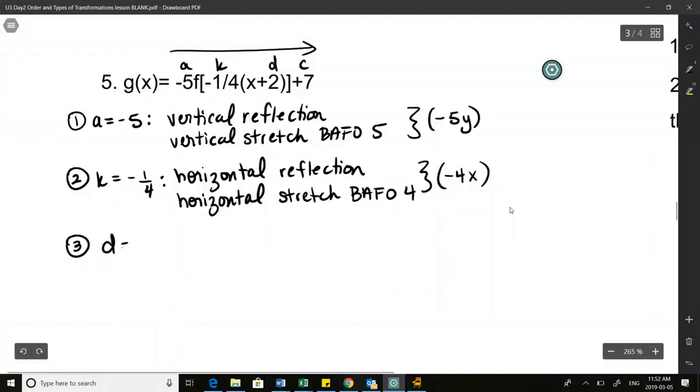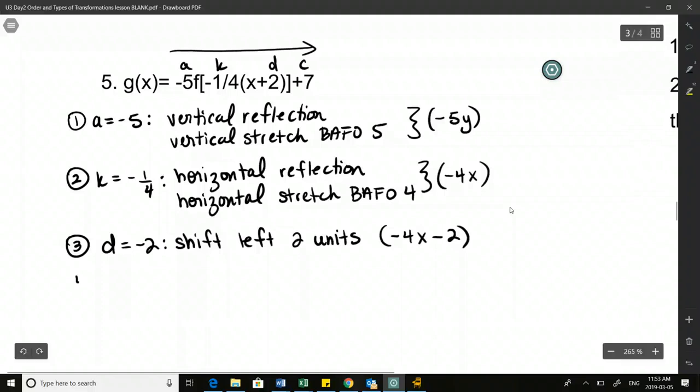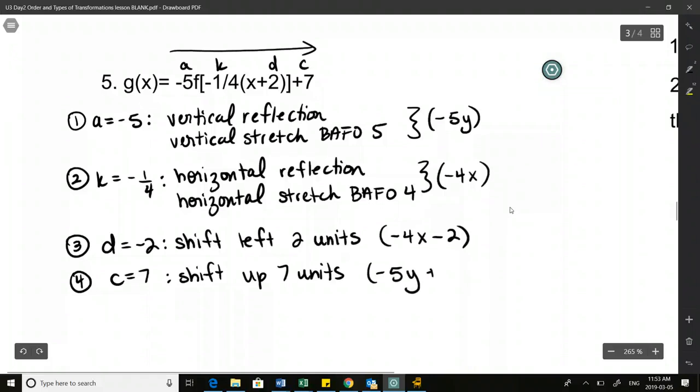Can somebody tell me what my d should be equal to here? Kylie? -2, flip the sign, very good. So this must be a shift left 2 units. So with the earlier transformation, I would have -4x minus 2. And last one, the c is +7, shift up 7 units. And with the earlier change to my y coordinate, it will be -5y plus 7.